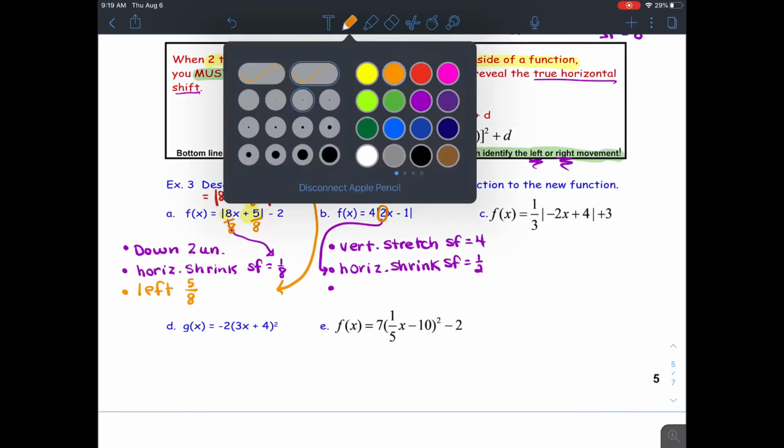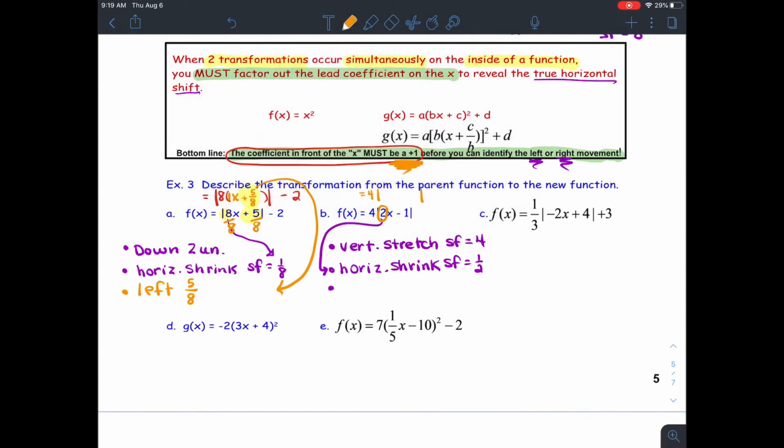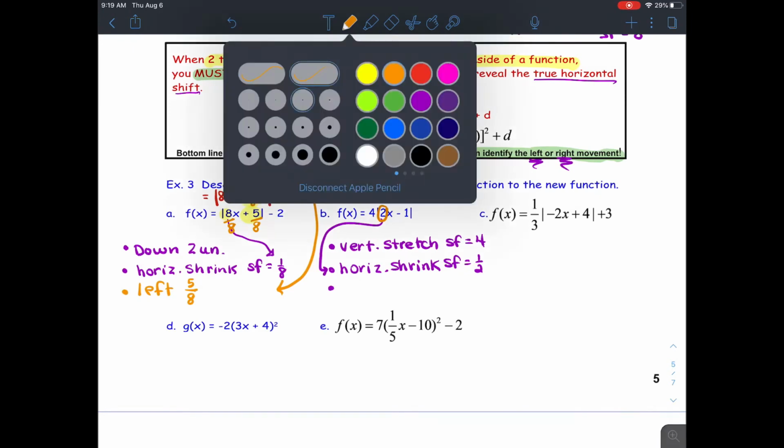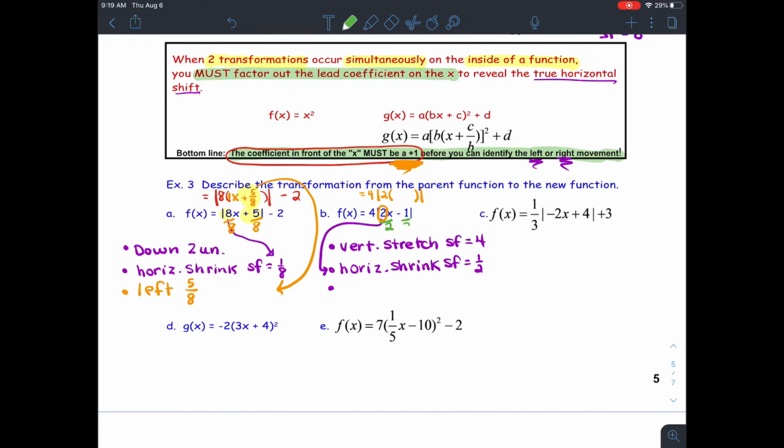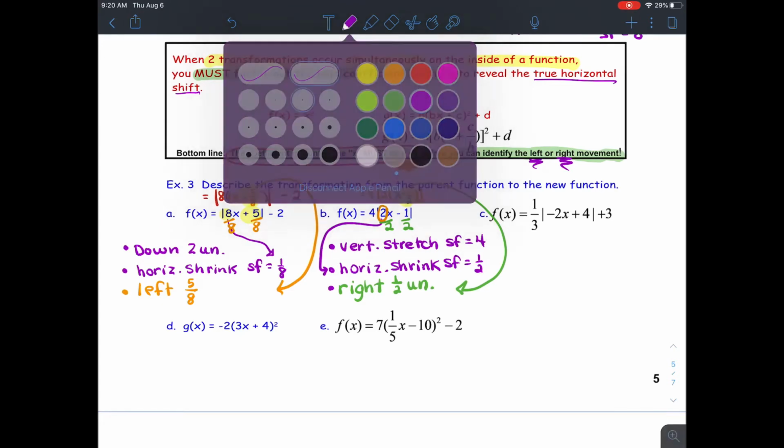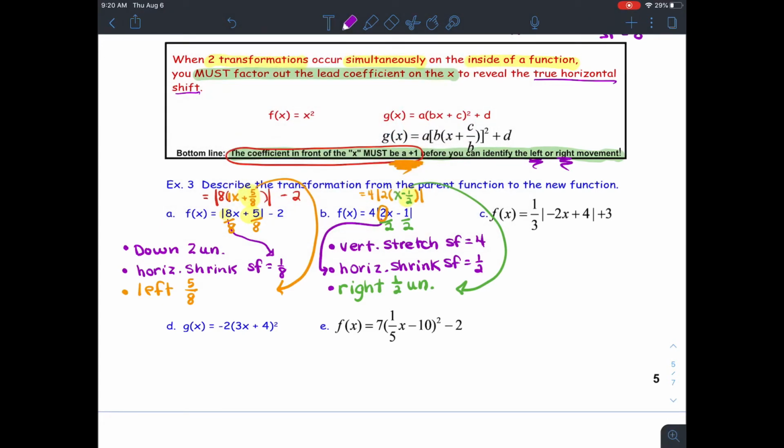So what I need to do is take whatever the lead coefficient is on the x at the beginning of the problem, and I need to pull that 2, factor it out of this 2x and of that minus 1. If I factor the 2 out, that gives me the x that I was wanting, but then it leaves behind the fraction negative 1/2. I'm going to highlight that. That negative 1/2 is me saying, oh, this graph actually went to the right 1/2 of a unit.